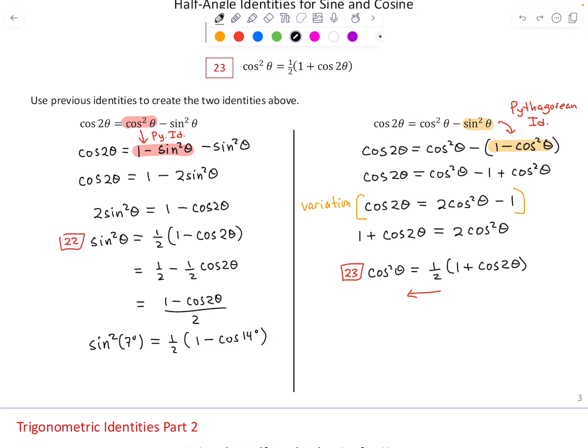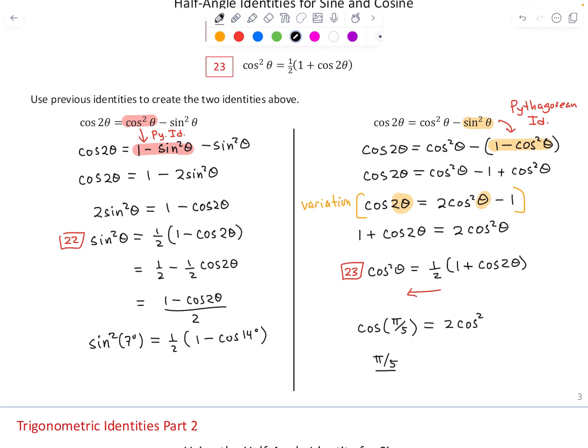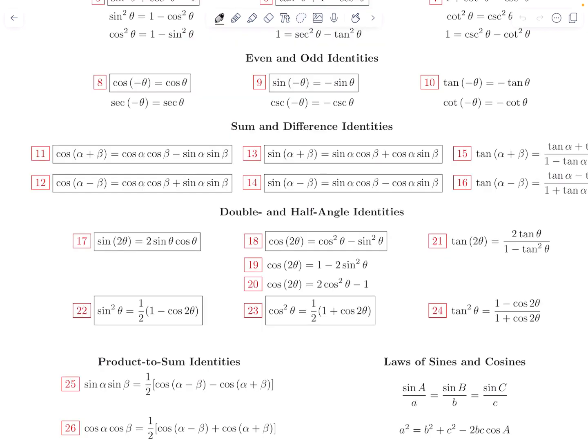For example, if I had the cosine of pi fifths and I wanted to use this identity backwards, I'll use this variation here and write this as 2 times cosine squared. And then to use this variation, we go from angle 2 theta to angle theta. So the angle needs to cut in half. And if I take pi fifths and cut it in half, which is pi fifths times a half, which just gives me pi tenths. On our summary sheet, this process of going from identity 18 to identity 23 is right here. And along the way, it includes these variations of these identities, which we'll call identities 19 and 20.